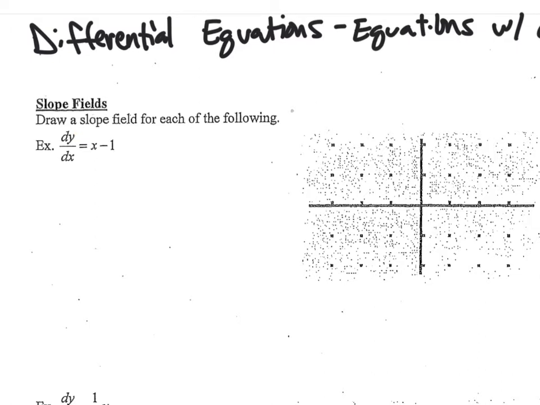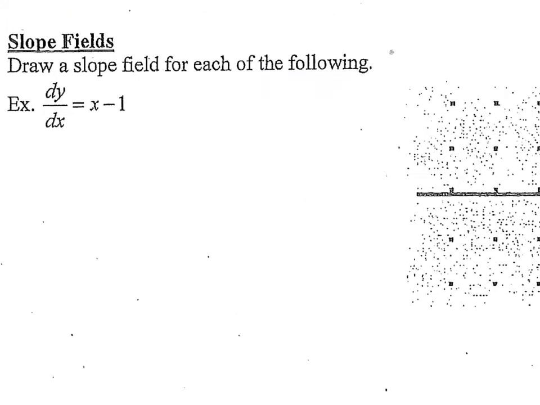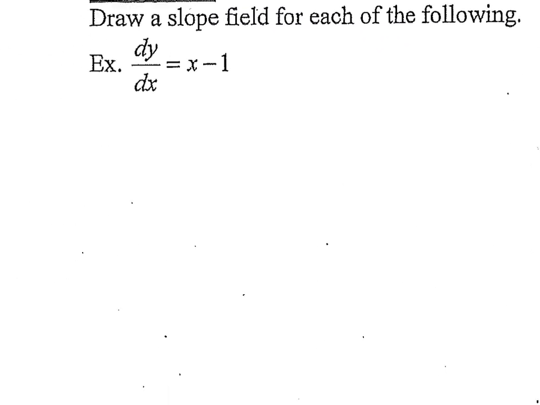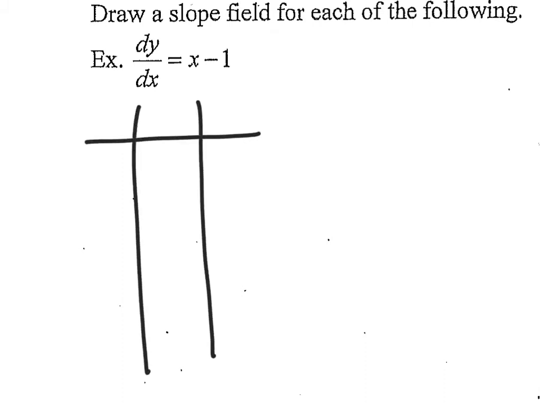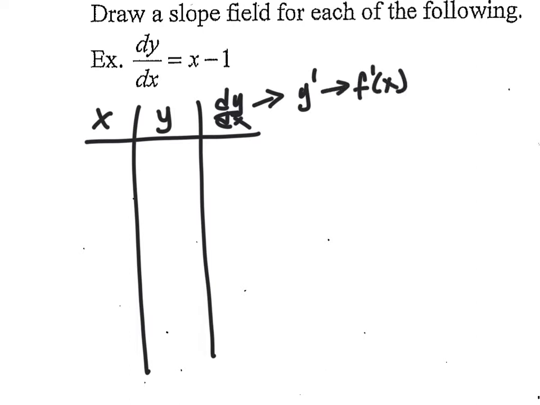In order to draw a slope field, we need to draw a table here. I'm going to draw a 3-column table, and I'm going to call this column x, this column y, and this column dy dx. Now remember what dy dx is. This is really y prime. This is really f prime of x. This is the derivative.